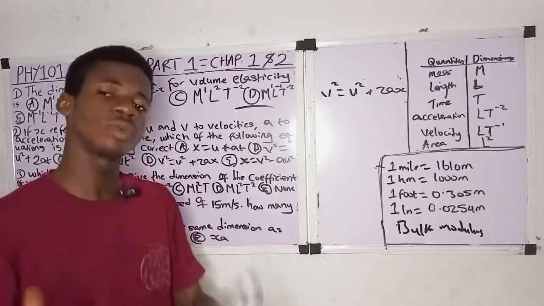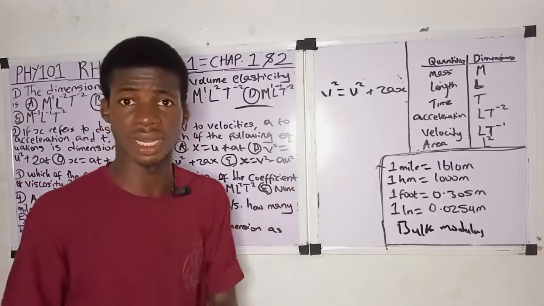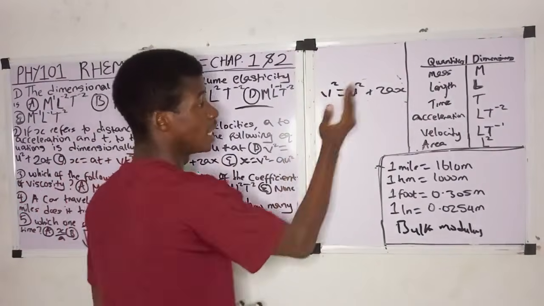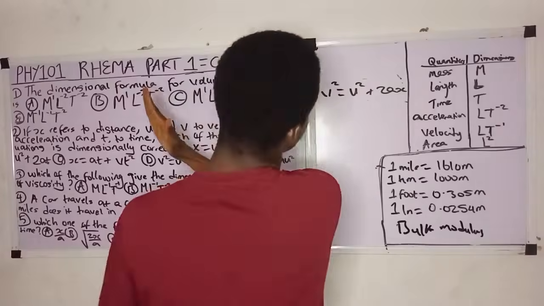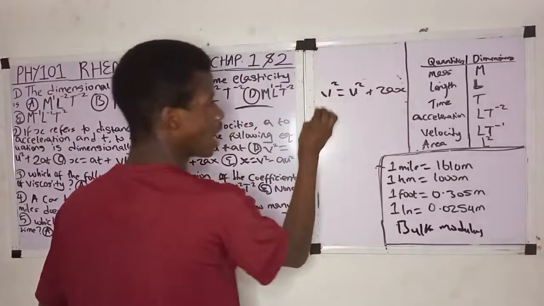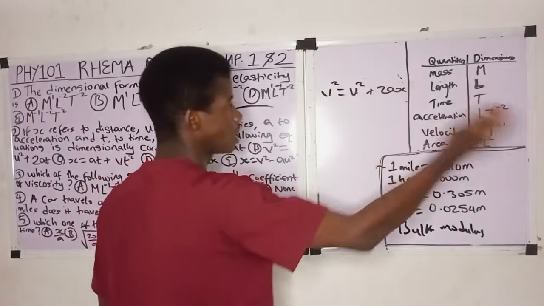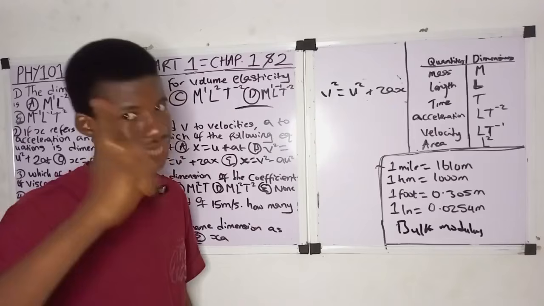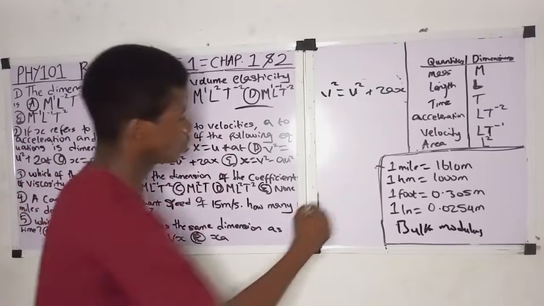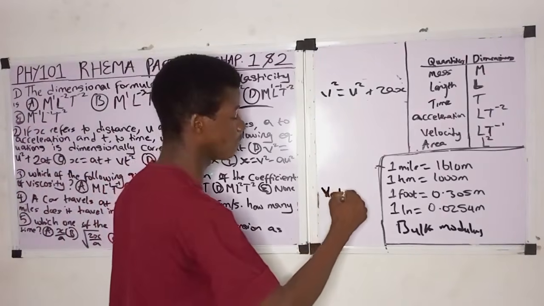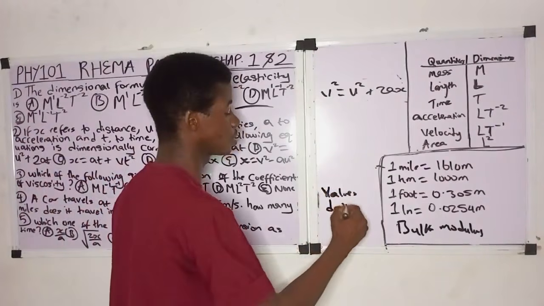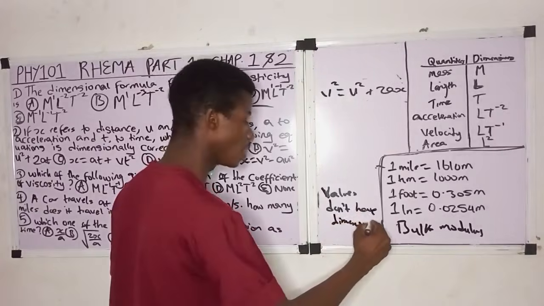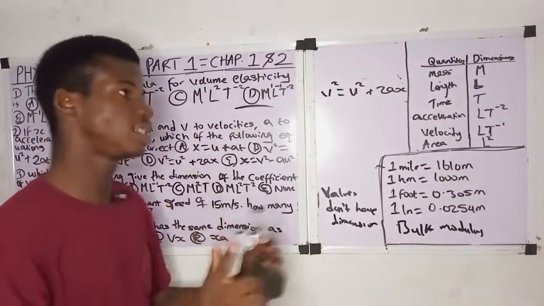Okay, yes. Now, is this equation dimensionally correct? How are you going to know? You will know when the dimension of this, my left, is equal to the dimension of this part. Now this is velocity, right? Yes. Now, before I continue, during dimensional analysis, take note that values don't have dimension. Very important. Values don't have dimension. This is very, very important.